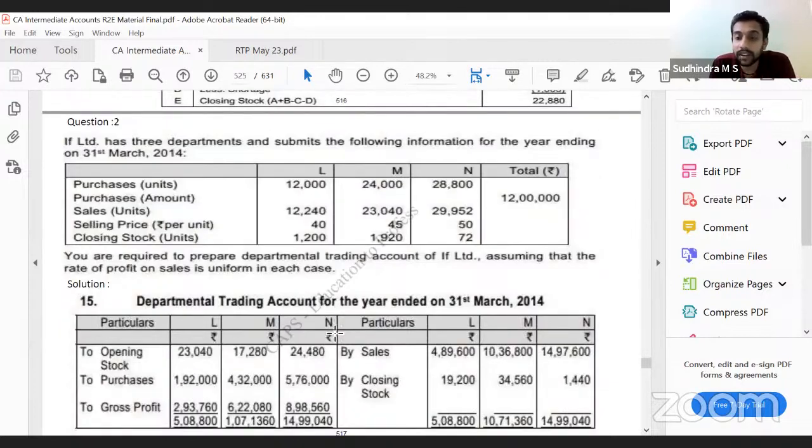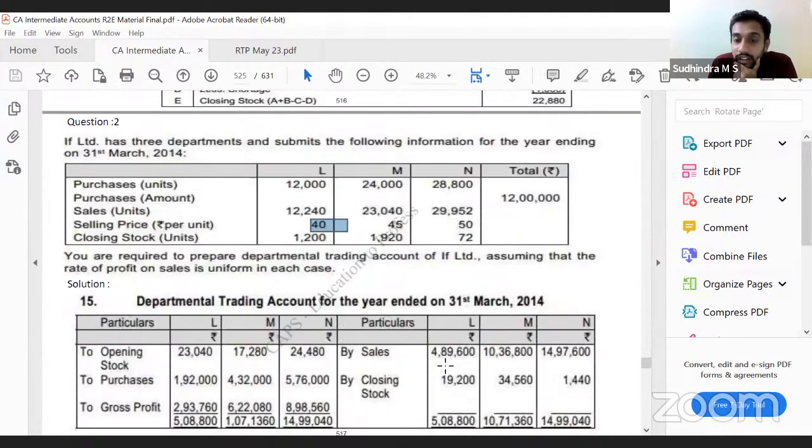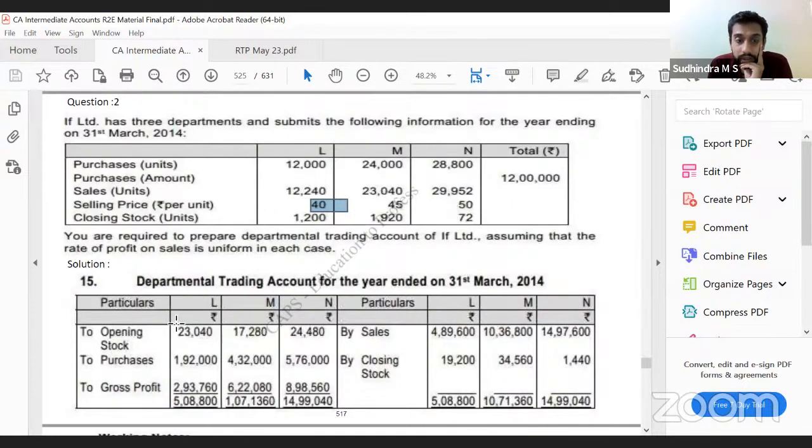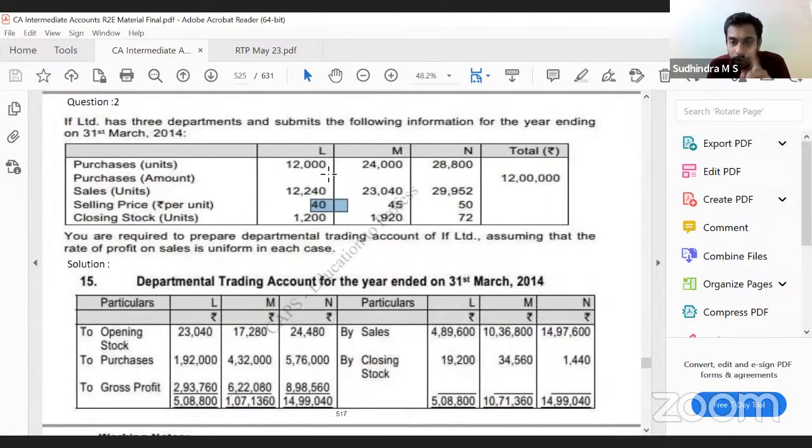So how do we prepare the trading account? They have given us units, but purchases they have not given per unit. They have given us the total. That apportionment is important. Sales is easy. We have sale units and sale per unit, so we can calculate total sales of each department easily. Total sales: 12,240 into 40, 23,040 into 45, 29,952 into 50. Opening stock, I don't think they have given us, right? I think the question is incomplete. Opening stock should have been given directly.